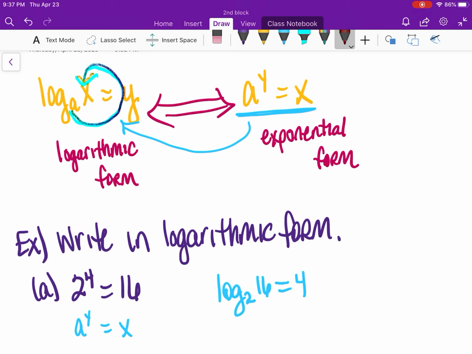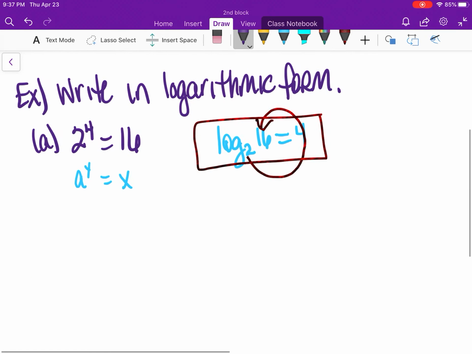Okay. And then I like to check these by doing the curly fry. 2 to the 4th equals 16. That was my equation. So that's how you can check to make sure you're right. So this is your answer. Let's look at one more like that.